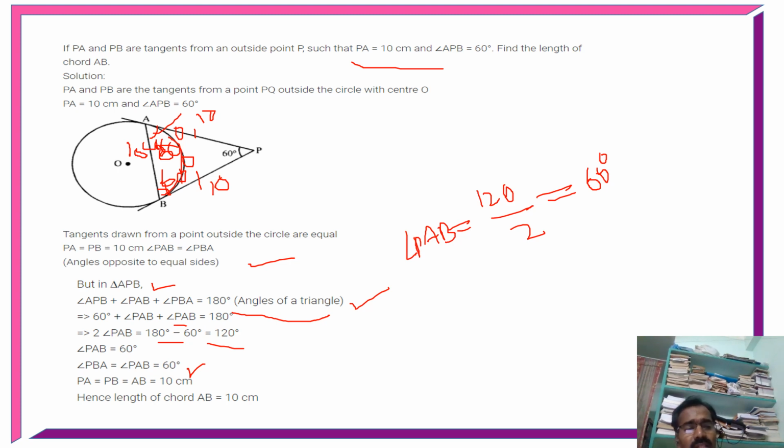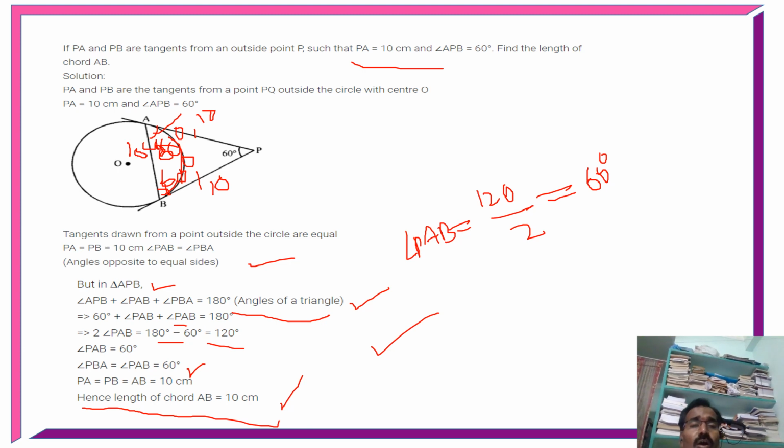So hence the length of AB is 10 centimeters, which is nothing but the chord of the given circle. So by using these properties, we can prove that the length of chord AB is 10 centimeters, because these two tangents are equal, and so the angles are also equal.